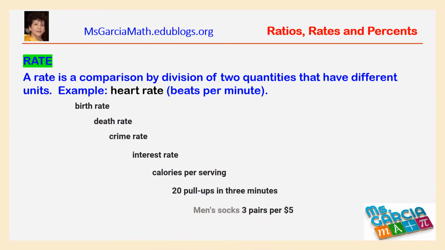A rate is a comparison by division of two quantities that have different units. Rates are commonly found in everyday life. Examples: heart rate, beats per minute; birth rate, death rate, crime rate, interest rate, calories per serving. The prices of items in stores are rates.